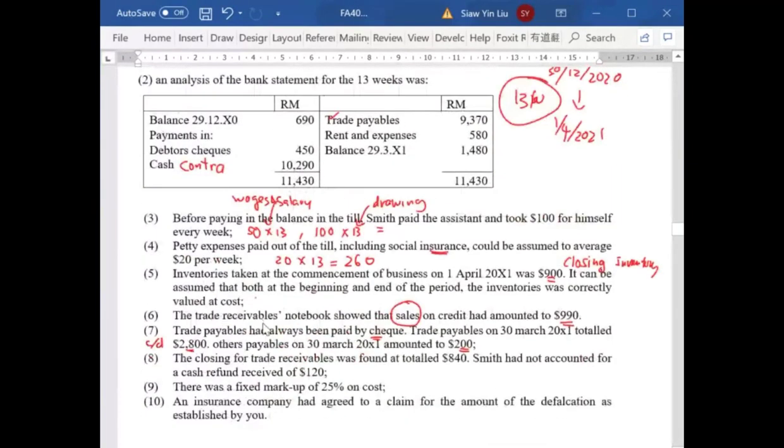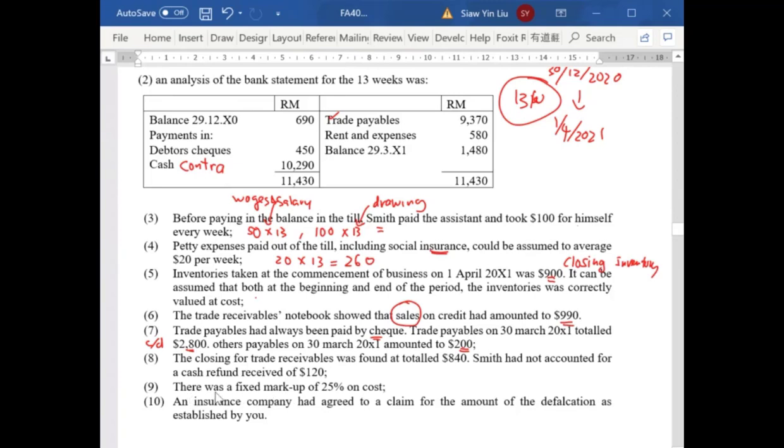Then here closing trade receivable is 840. They have not accounted for a cash refund. Means you have not recorded a cash refund of 120. So record it later when you open your key account for trade debtors, you will record this 120.